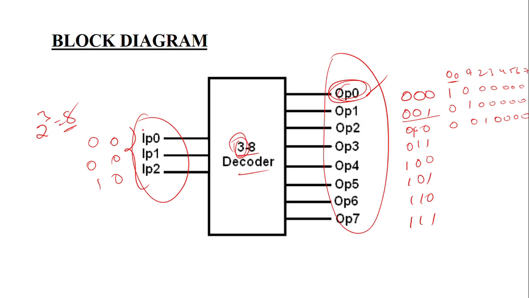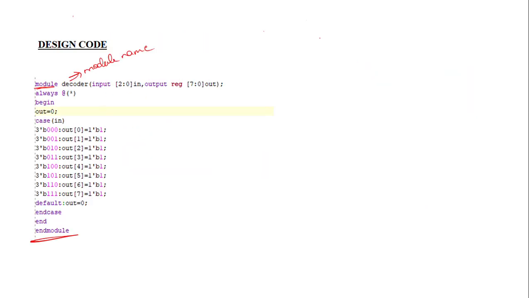Look at the design code. It starts with module and ends with endmodule. That is the syntax, and module is followed by the module name. Here decoder is our module name. We can name it anything, but according to our understanding, we make it decoder. What are the inputs? The input is 3 bits, so we represent it as 2 down to 0, meaning 2, 1, 0. That means 3 bits.